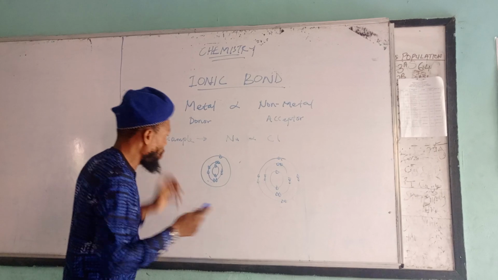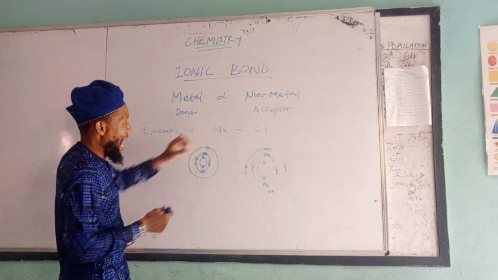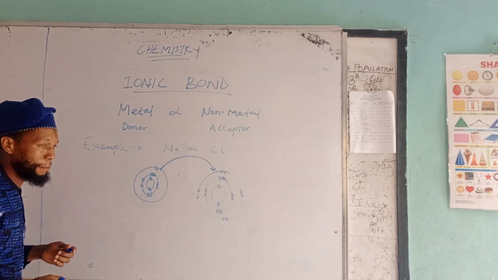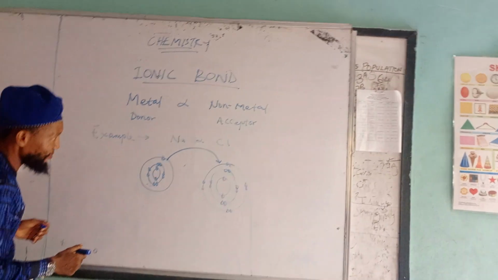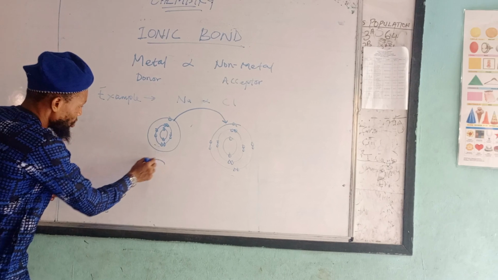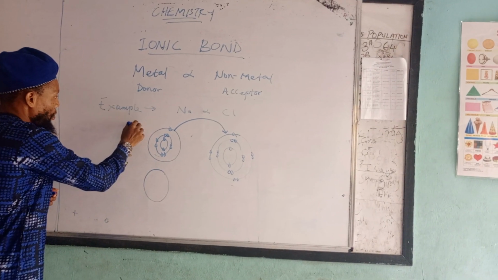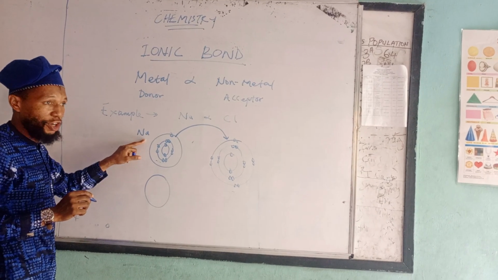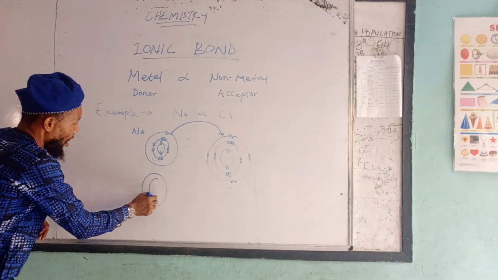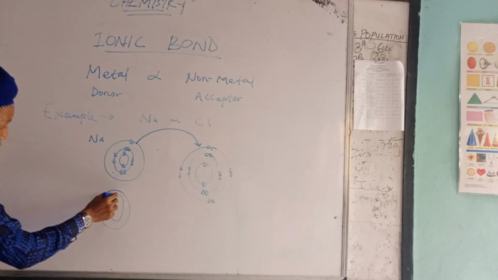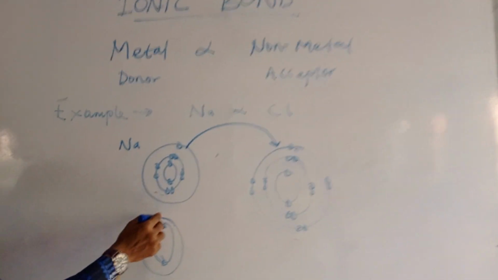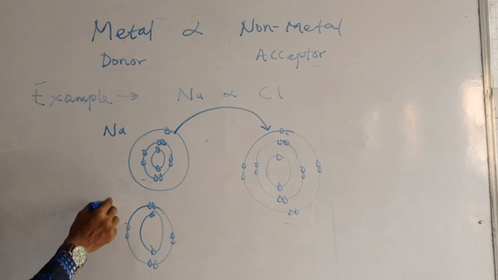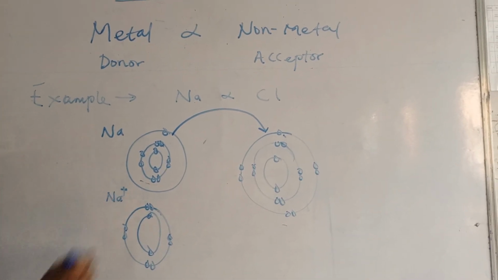While one accepting electron will make the element negatively charged. So this is a metal, and it's going to transfer the electrons to the non-metal. And this is what we are going to have at the end of the day. So the sodium atom was initially uncharged. But once there is transfer of electron, it will become positively charged. We are going to have Na plus.